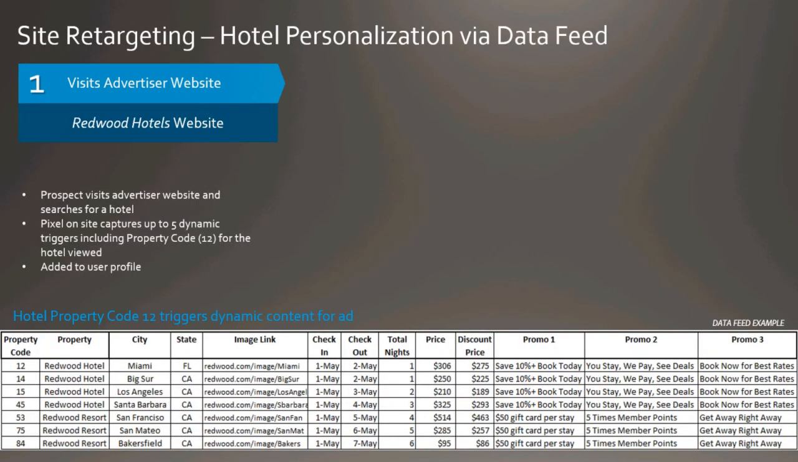So here's an example of retargeting for a hotel advertiser. A user goes to the advertiser website, searches for a hotel. The pixel on the site captures dynamic triggers, which may include a property code. And this is for the specific hotel that the user viewed on the website. That property code is added to the user profile. So you can imagine the retail use case, how it would work. In retail, it's typically a unique ID as a product SKU. So you'd capture the product SKU. So in this case, the user is looking for a hotel. So we've captured the hotel property code.